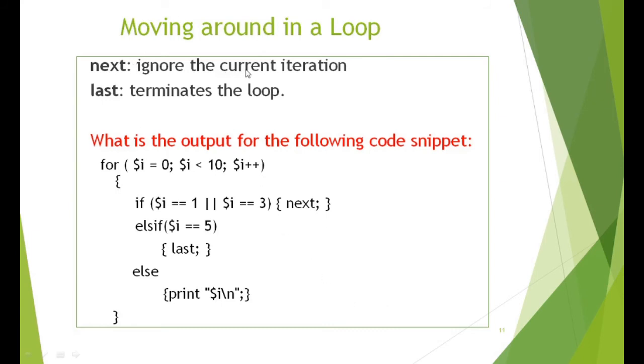So next is to ignore the current iteration. Last is to terminate the loop. Remembering these two, just tell me what is the output of the following code snippet. From i equal to 0, i less than 10, i plus plus. If i equal to 1 or i equal to 3, next. Else if i equal to 5, last. So what happens? When i equals 1 or 3, these statements will be ignored. It will go to the next iteration. But when i equals 5, control is transferred outside the loop.